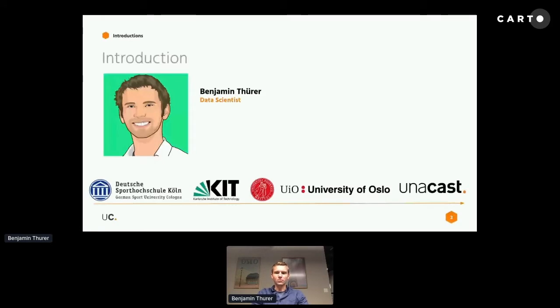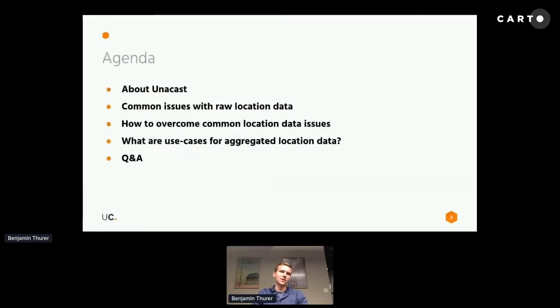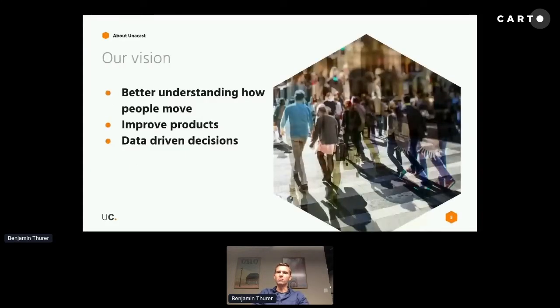So what are we doing at Unicast? Basically we have a vision, and we try to get a deeper understanding of how people move and interact in the real world, the physical world. Because we see that there are a lot of products out there which are based on social media or on the internet. And we believe that we are living in the physical world, so we also need to understand that. That helps us to improve products and make better data-driven decisions.